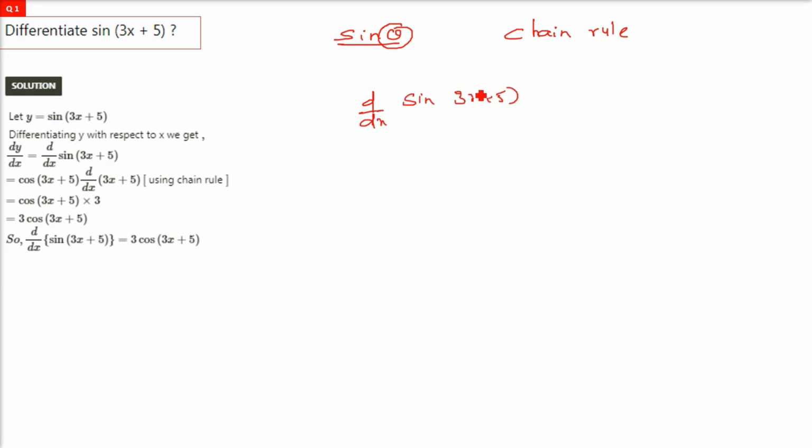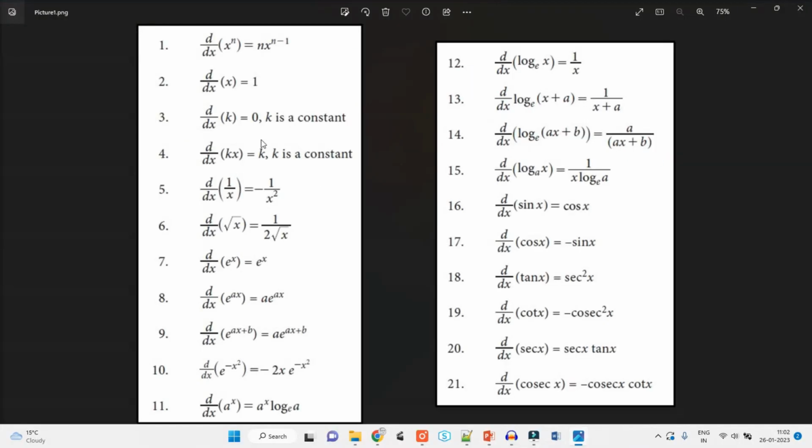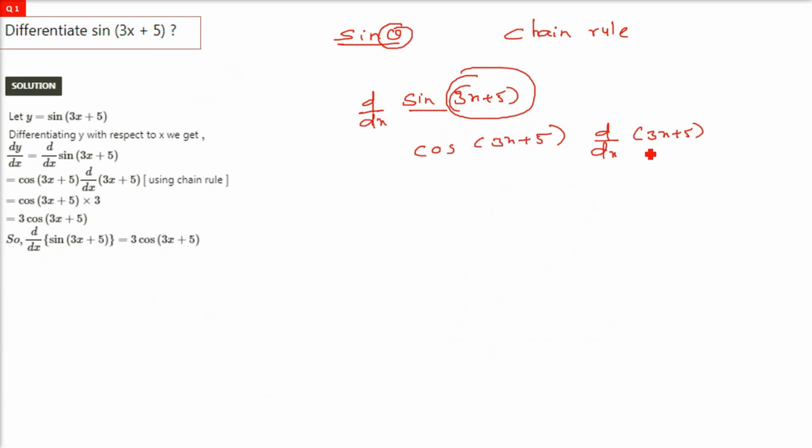So d by dx of sine theta, first you do it the normal way, cos theta. Whatever is theta, 3x plus 5, you can write. Now you will not stop here. Using the chain rule, you will also differentiate 3x plus 5, that is d by dx of 3x plus 5 has to be done. D by dx of x is 1. You don't differentiate the constant value, it always comes outside, and a simple constant is going to give you 0.